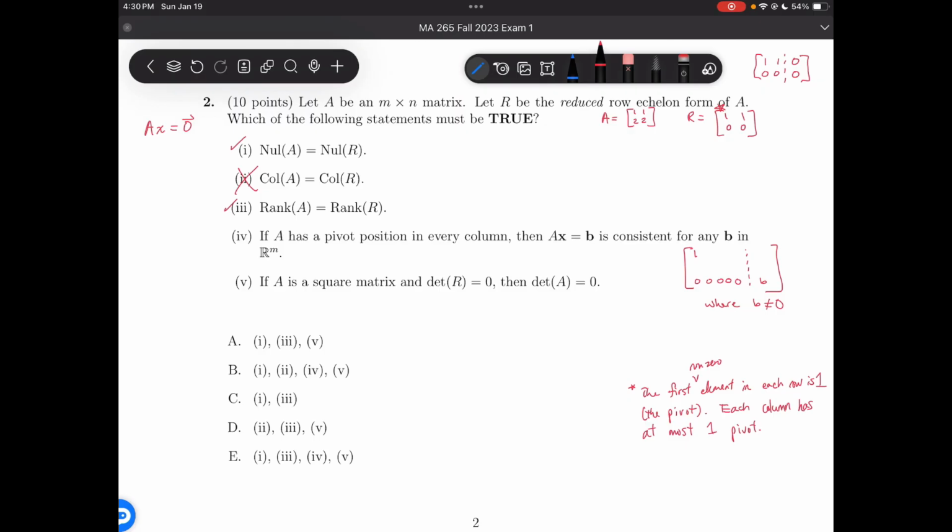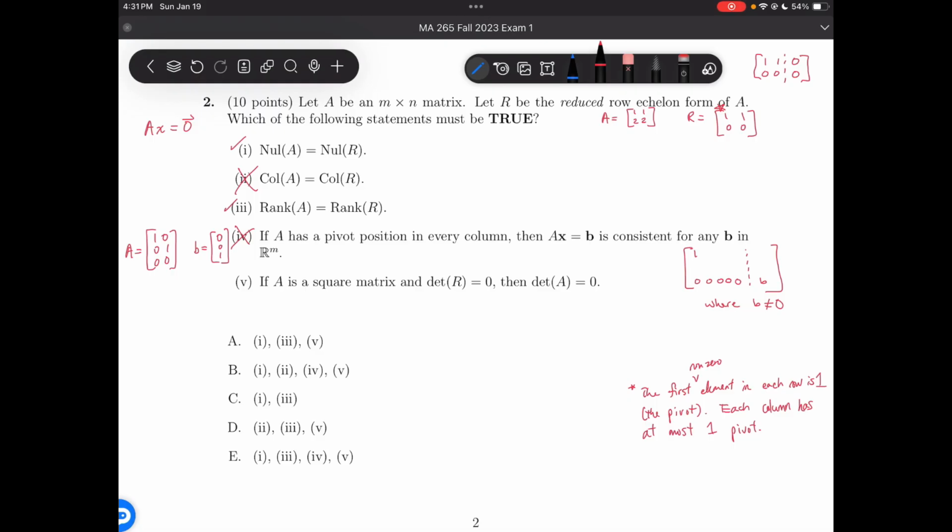So using this information, we can come up with a pretty easy counterexample that shows that 4 is false. And the counterexample here is if A equals 1, 0, 0, 1, 0, 0, then we could have a B like 0, 0, 1. And this is an example of an inconsistent system, which shows that statement 4 is false.